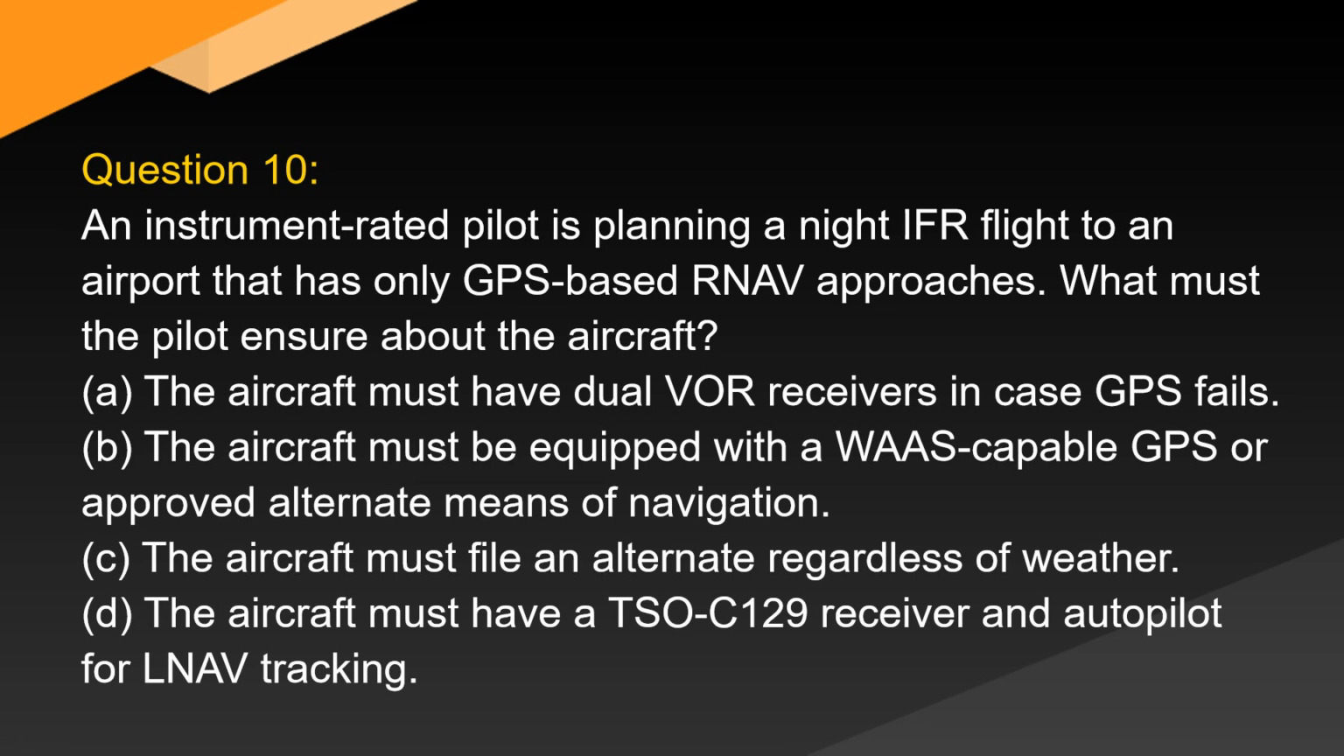Question 10. An instrument-rated pilot is planning a night IFR flight to an airport that has only GPS-based RNAV approaches. What must the pilot ensure about the aircraft? A. The aircraft must have dual VOR receivers in case GPS fails. B. The aircraft must be equipped with a WAAS-capable GPS or approved alternate means of navigation. C. The aircraft must file an alternate regardless of weather. D. The aircraft must have a TSO C-129 receiver and autopilot for LNAV tracking.